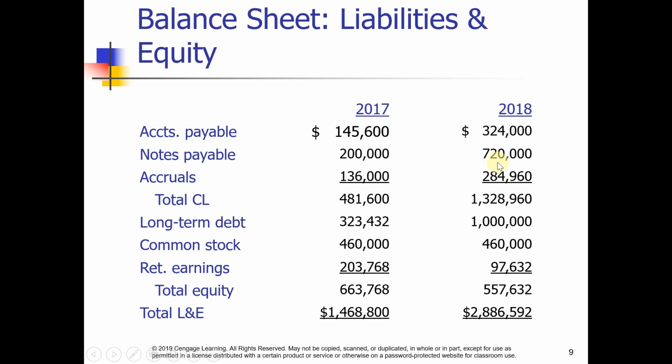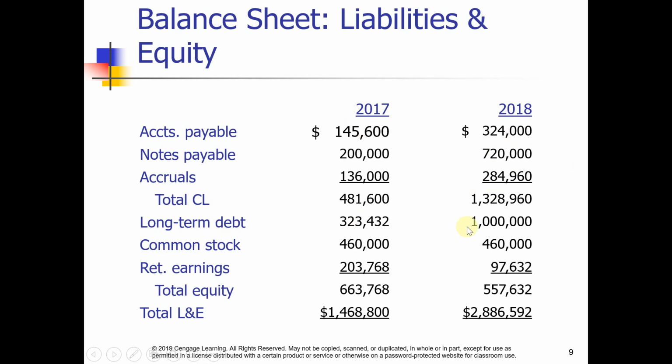Notes payable also went up. Notes payable actually went up much more, meaning that the company had to borrow money on a short-term basis much more. And accruals, the money the company owes to other parties, for example, salaries payable and wages payable, also went up. So it looks like it is taking on a lot of current liabilities to finance operations.